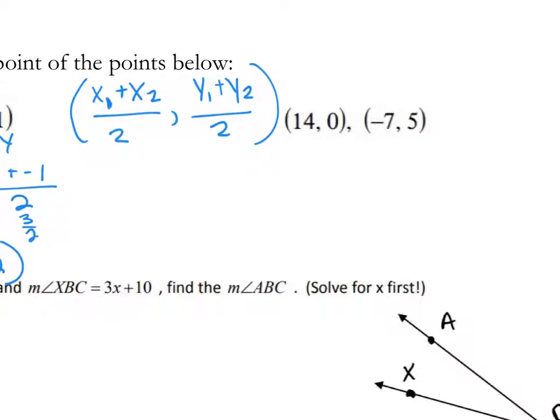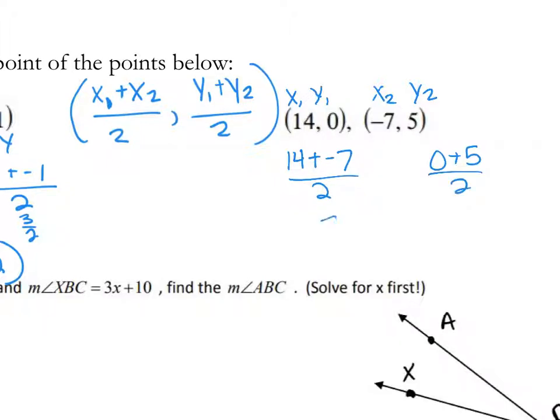Same thing over here. I have x1, y1, and x2, y2. The x1 and x2 I'm going to add together and divide by 2. Same thing with my y's. That leaves me with 7 over 2 and 5 over 2. So my ordered pair is 7 halves and 5 halves.